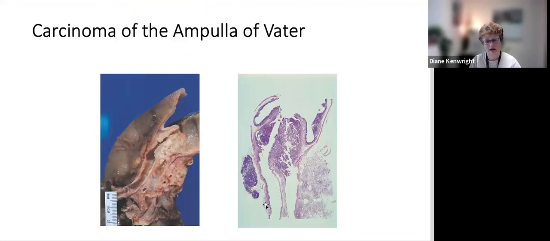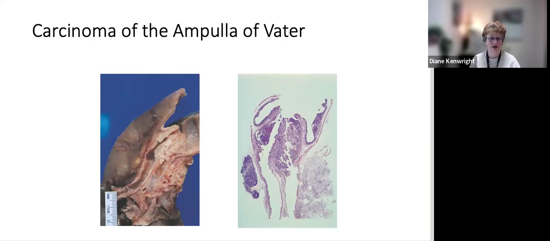And we can see here, oh, got my ducts wrong here. Sorry, this is the common bile duct. This is the pancreatic duct here. This is the small bowel. This is the histology here where we've got the small bowel. This is the common bile duct, pancreatic duct, and it is obstructing both of them.